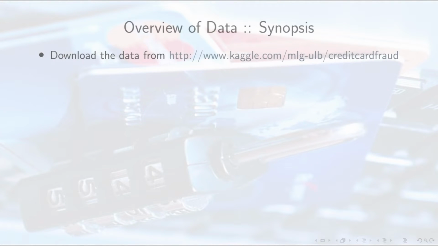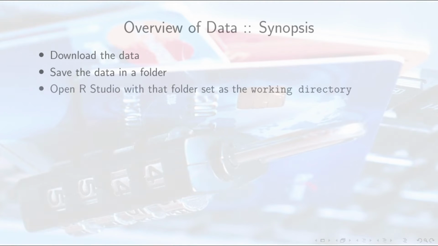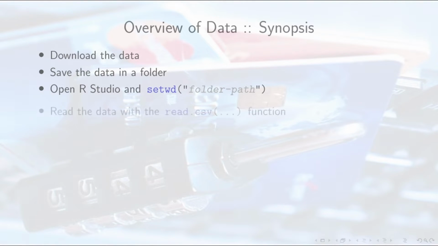We downloaded the data from the Kaggle website at this link. Then we saved the data in a new folder. We opened RStudio and set the working directory with this function. We didn't use this function, but this is an alternative that I can tell you: setwd with the folder path in double quotes can give you the working directory to set appropriately.